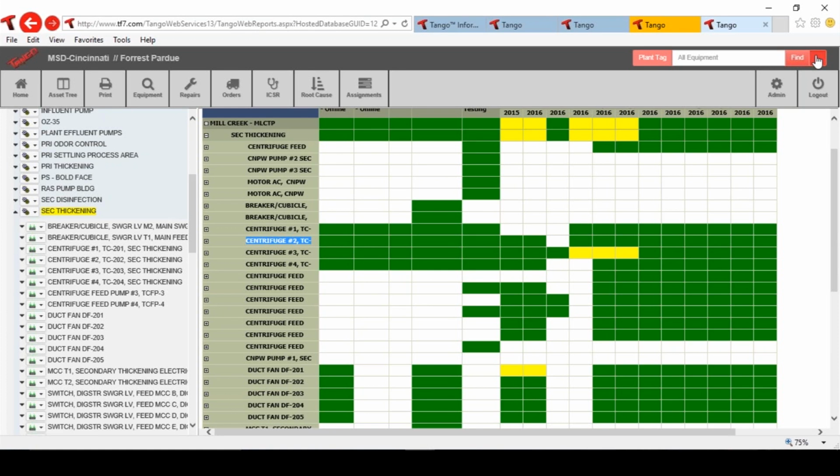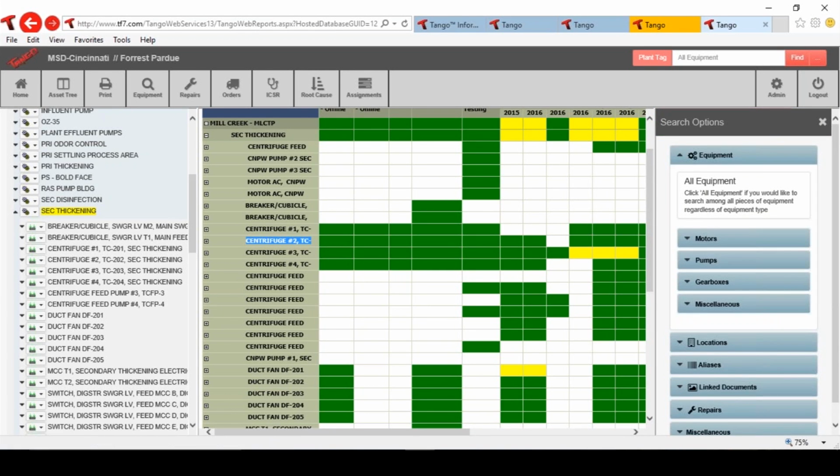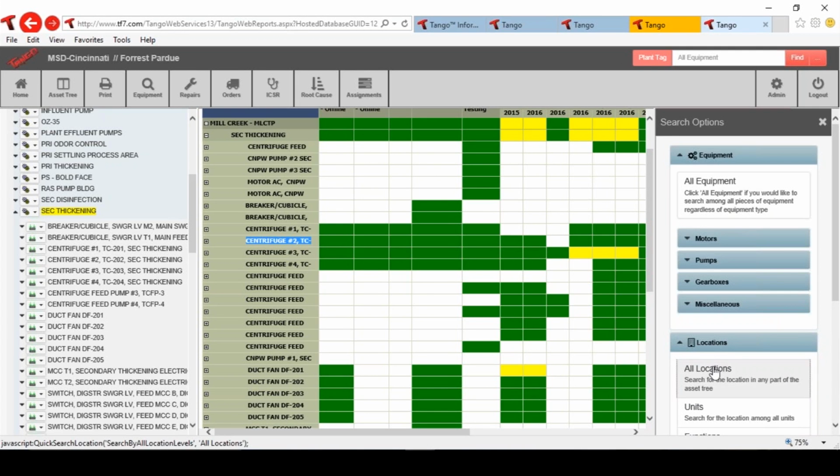I'm going to search by locations. I'm going to paste that in, Control V. I am going to put an asterisk before and after that because I cut off some of that on the end there, and hit find. So there's our centrifuge number 2, secondary thickening.